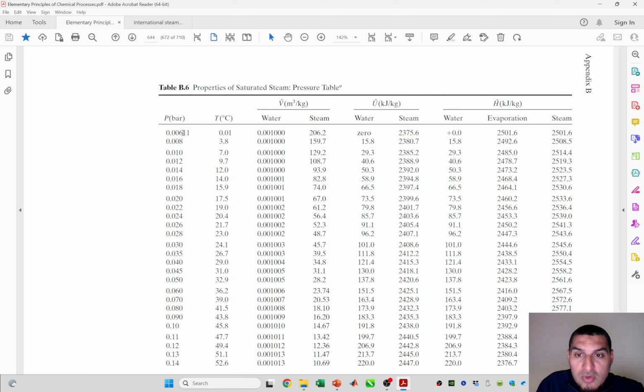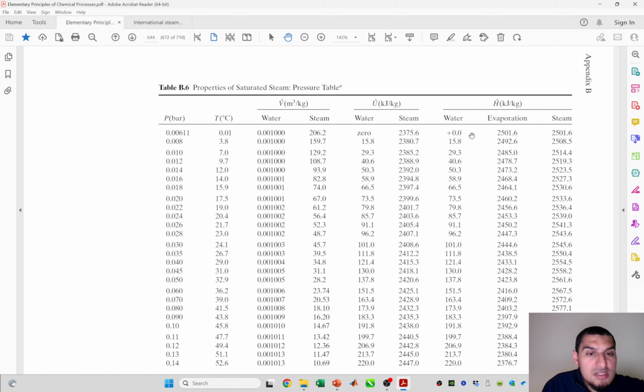So it's 0.00611, and the temperature is 0.01 Celsius. If you remember, the combination of these two numbers is something we mentioned before, which is the triple point of water, where the three phases are present together. The reason we have the triple point as a point in this table is this. The specific internal energy is 0, and the specific enthalpy of liquid water is 0.